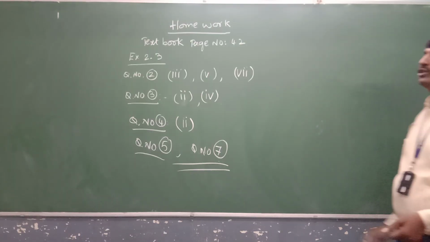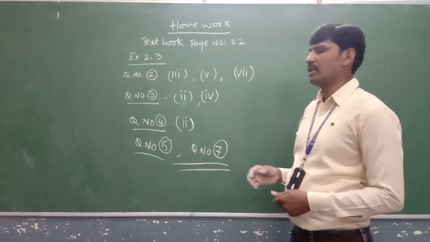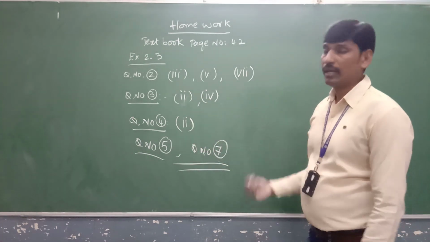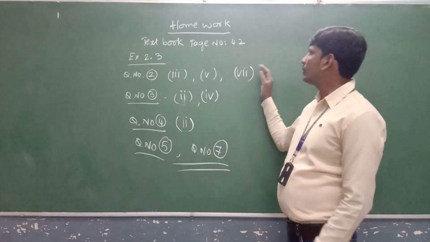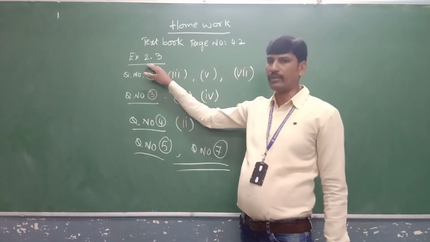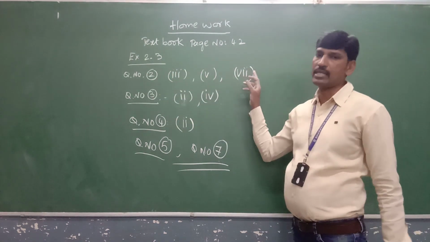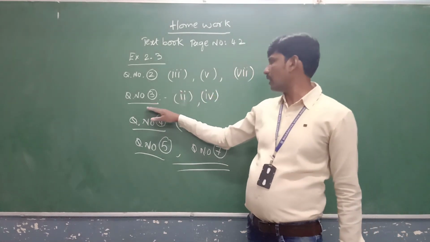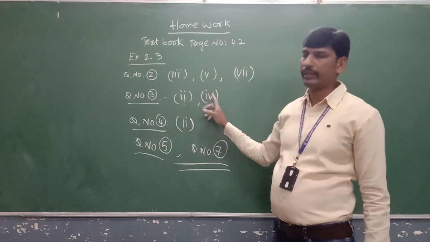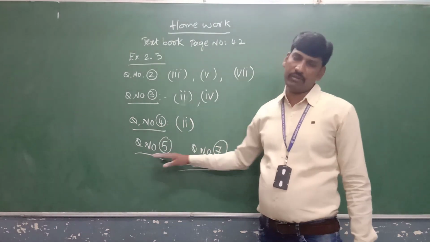Right children, I hope you understood today's concept, how to multiply a fraction and another fraction, and a fraction and a mixed fraction. Now today's homework is textbook page number 42, exercise 4.3. In question number 2, third bit, fifth bit and seventh bit. And question number 3, there are two questions, second bit and fourth bit. Question number 4, second bit, and question number 5 and 7.